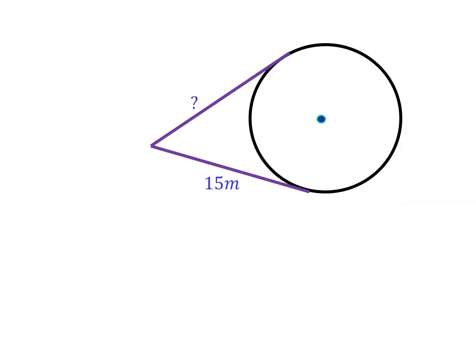Another theorem of a circle is if there are two tangents of a circle that are intersecting, and the first tangent line has a length, then it is congruent to the other tangent line that is intersecting the prior tangent line. So this unknown measure is also 15 meters.